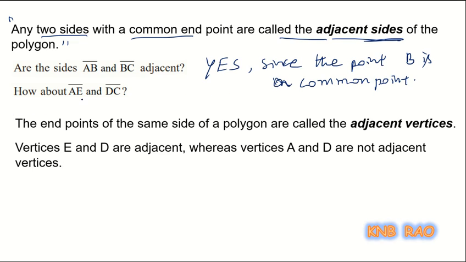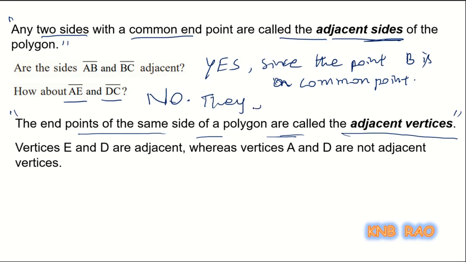Then how about AE and DC? No, they are not adjacent sides. So the endpoints of the same side of a polygon are called adjacent vertices. So we have a pair of adjacent sides, and we have got a pair of adjacent vertices. Now tell me, what do you call this AE and DC?